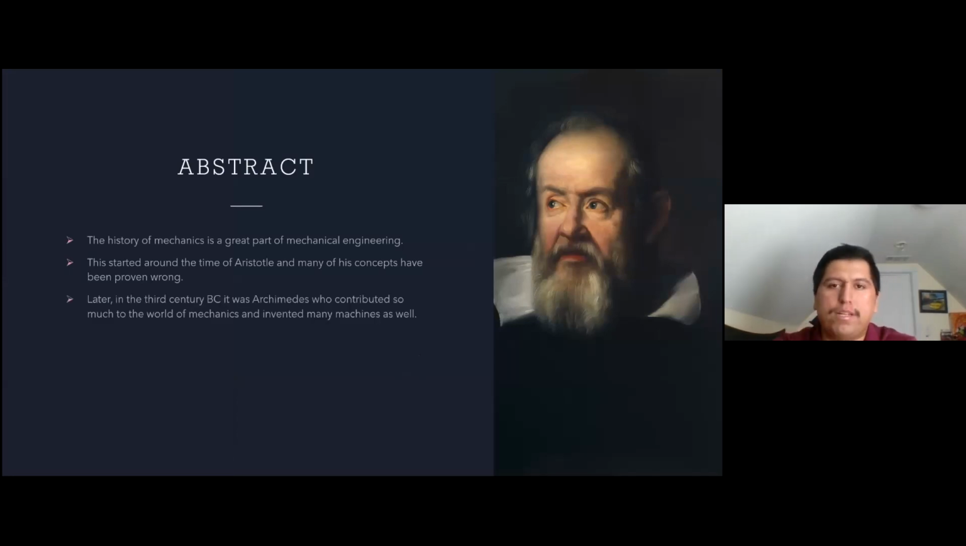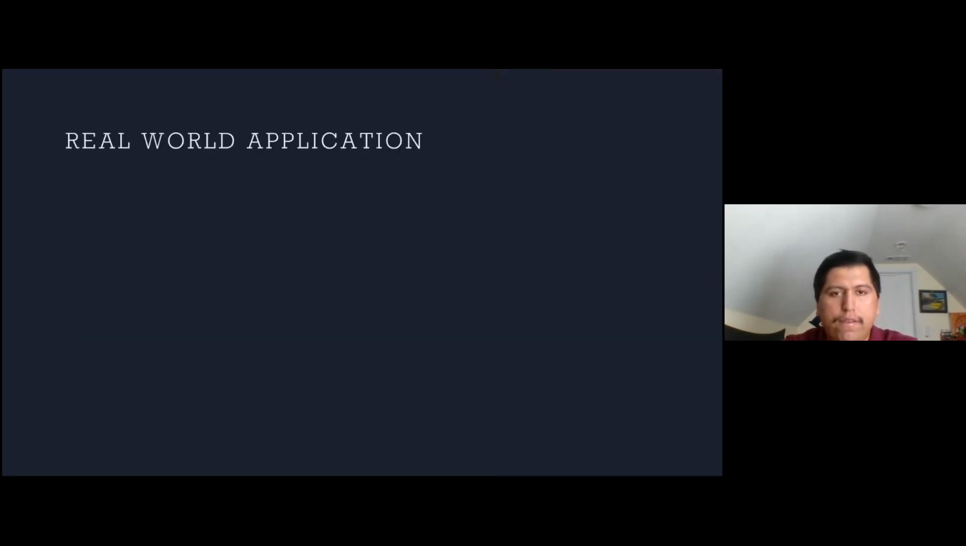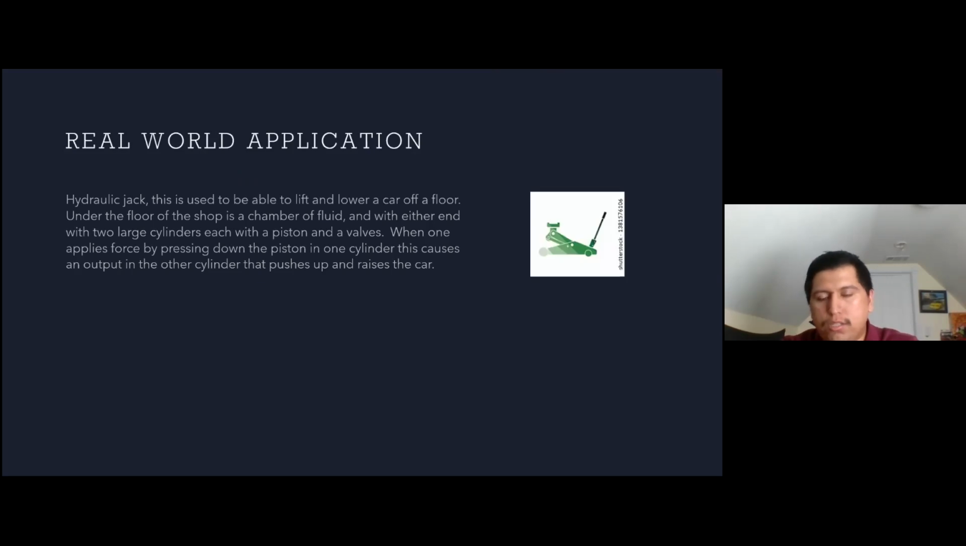And then from there, around the third century BC, Archimedes also contributed so much by inventing many machines to help prove some of the things of Aristotle correct and incorrect. Then many more breakthroughs came around the time of Galileo, with his and Newton's concepts and principles. It is now being used profoundly in the world, especially by mechanical engineers. And in the picture to the right, you can see Galileo right there.